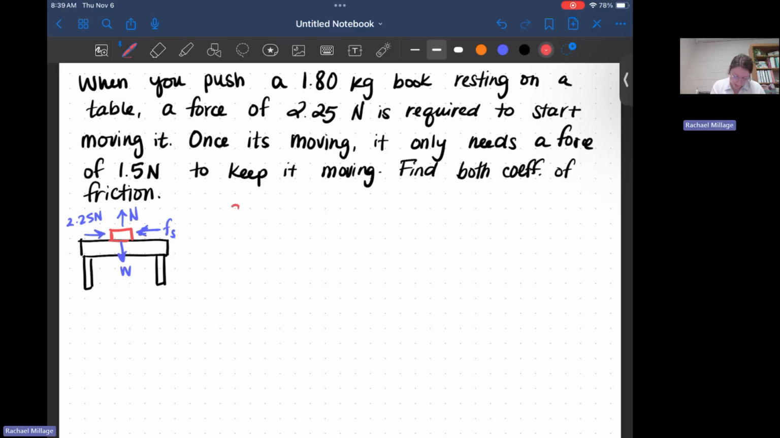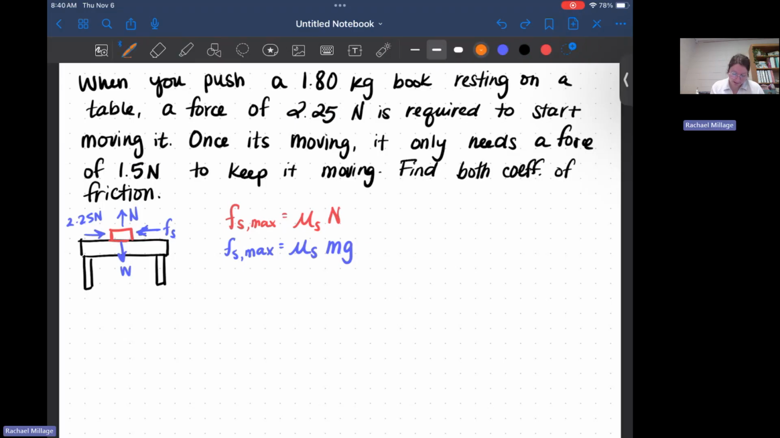Let's start with some of our equations. My maximum static friction is going to be equal to my coefficient times the normal force, which I could also say is equal to mu sub s times mg, right? Because again, we don't have any sort of acceleration in the y direction, so my normal force and my weight have to be equal and opposite. So my normal force is equal to my weight, which is mg.